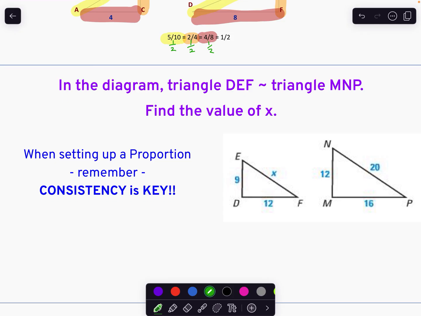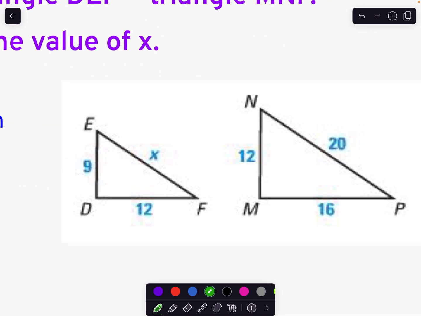Down here it says in the diagram, triangle DEF is similar to triangle MNP. So we have to find the value of x. In order to do that, we have to set up a proportion. Okay, and then like it says right here, consistency is key. That's the number one most important thing when you're doing similar figure problems. Okay, so we have to find x, right? So we're looking for this. Let me just highlight this right here. Okay, so we're looking for that side EF. So I know I have to compare it with this side NP because those are the corresponding sides, right?